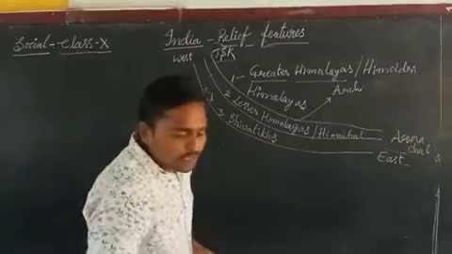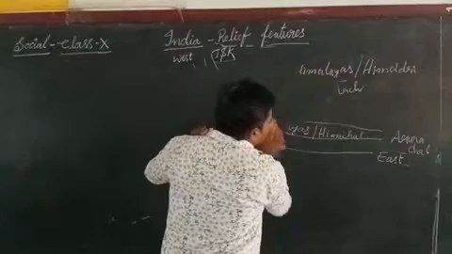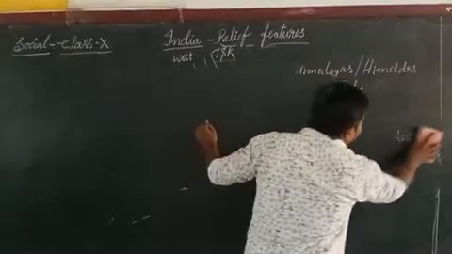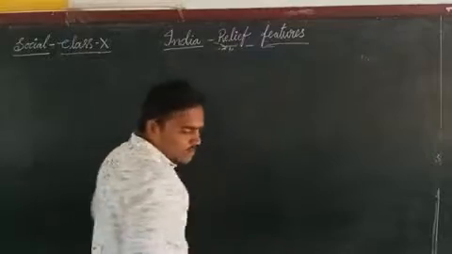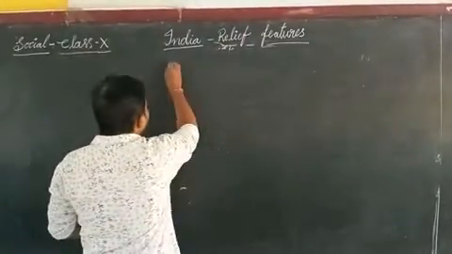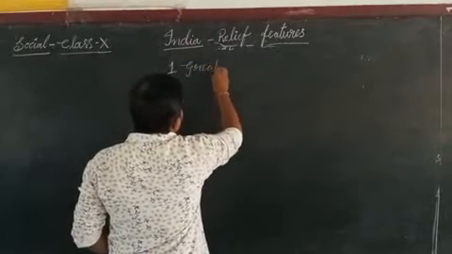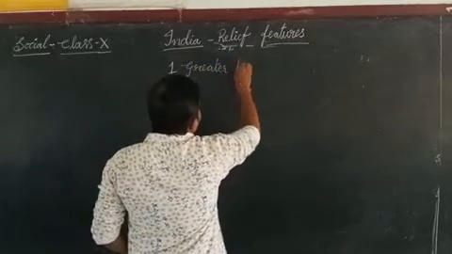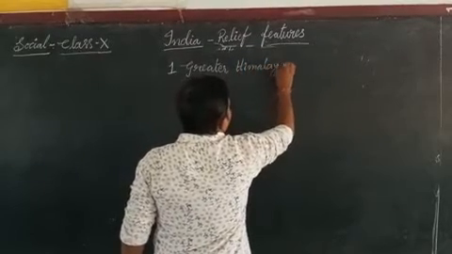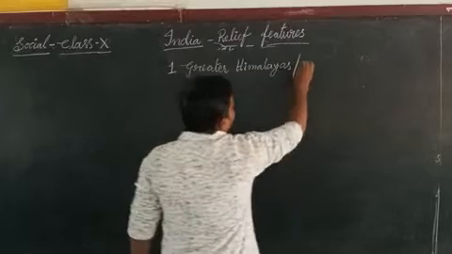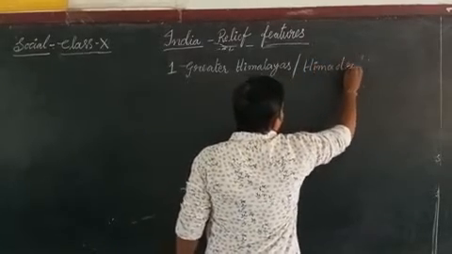Now coming to the first range. There are three ranges in the Himalayas. The first range is the Greater Himalayas. Greater Himalayas are also called as Himadri. Technically, the Greater Himalayas are called as Himadri region.